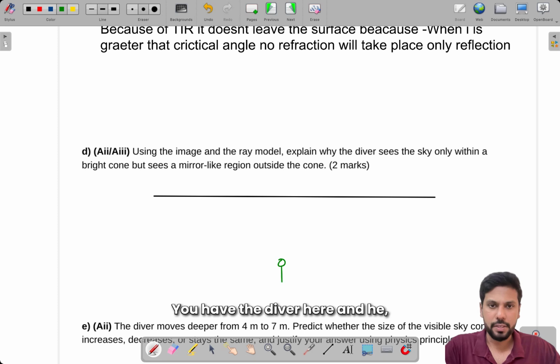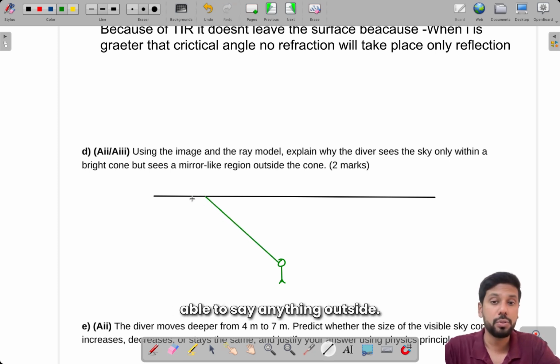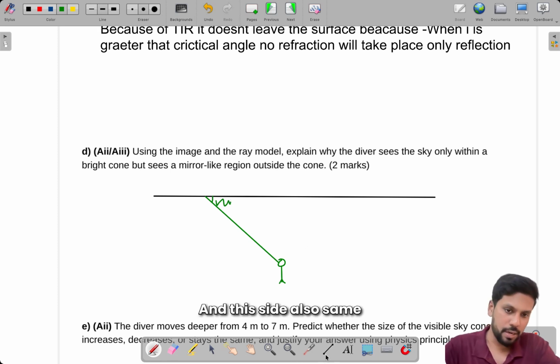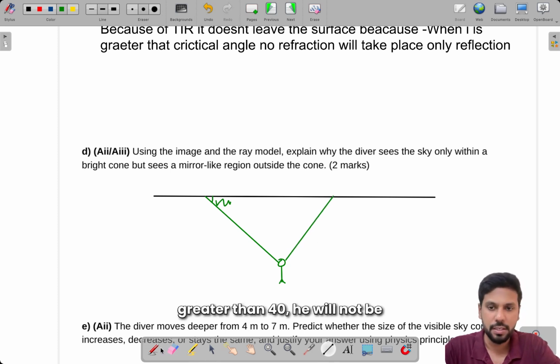You have the diver here and his face is looking on top. On this side, there is a maximum value of the angle of incidence, more than which he will not be able to see anything outside. This angle is 40 degrees according to the diagram. This side also, same. If your angle of incidence is greater than 40, you will not be able to see anything outside.